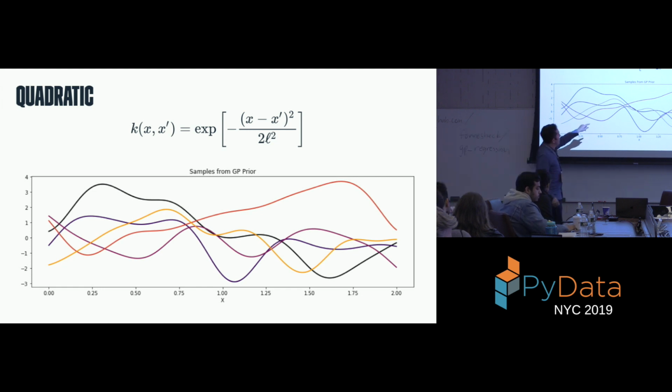It's got one main parameter, which is a length scale, which determines how far you have to go away between two points to make them more or less independent. And you get these sort of smoothish lines. So this is a prior, right? No data. This is sampling from a prior with a Gaussian process with an exponential quadratic covariance function.